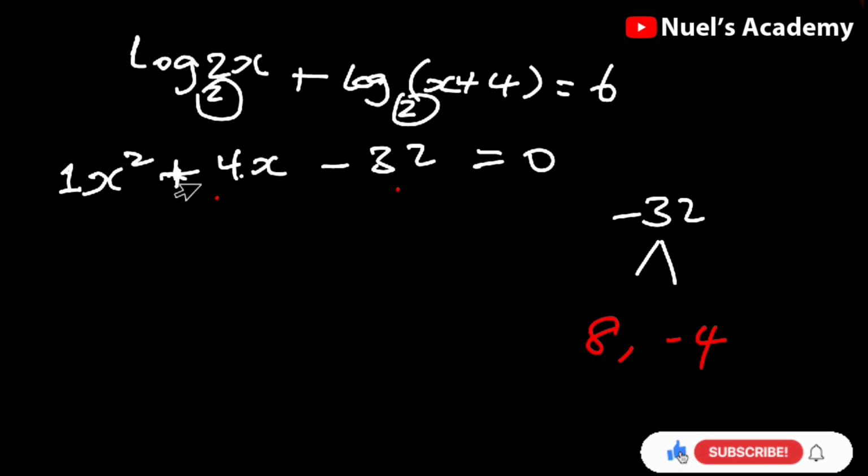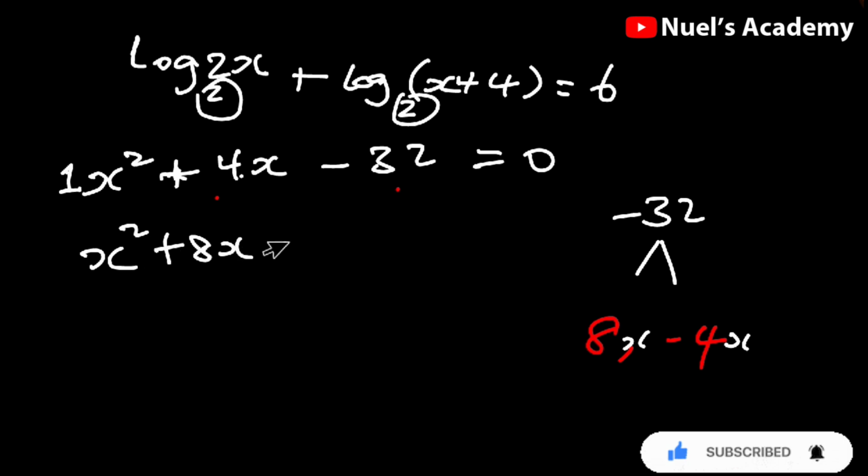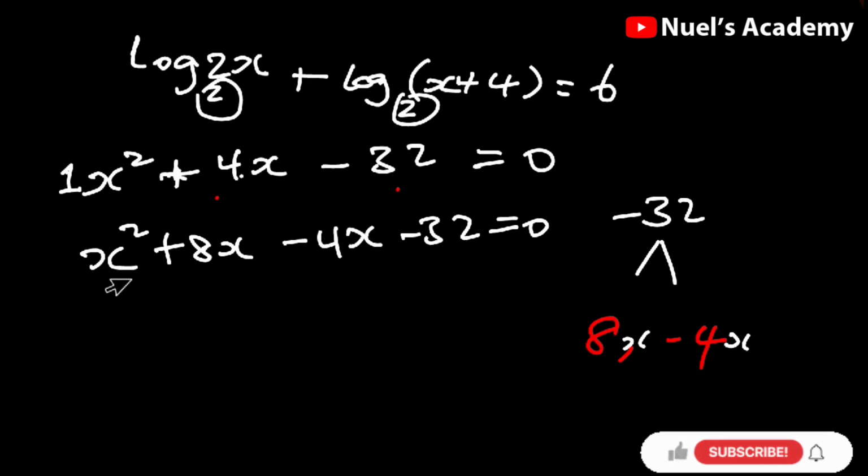So let's go ahead and replace 4x with 8x and negative 4x. So this becomes x squared plus 8x minus 4x minus 32 equal to 0. So let's go ahead and factorize these two terms. So x squared plus 8x has something in common, and that thing they have in common is x. So let's factor out x.